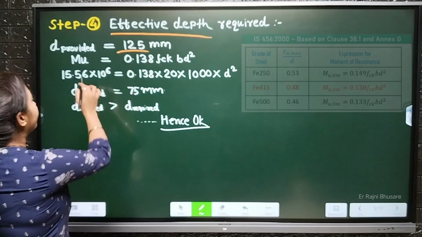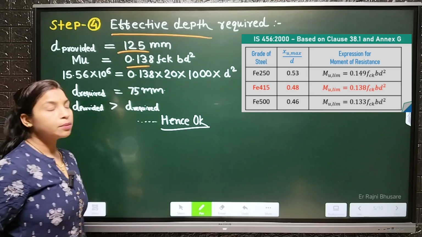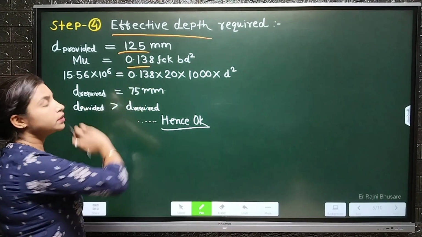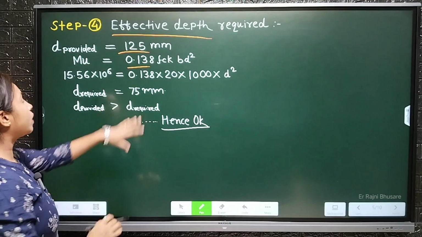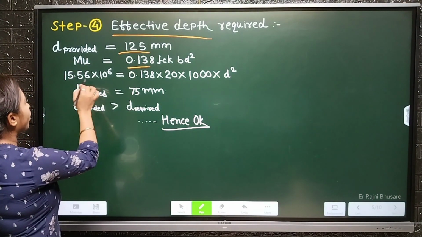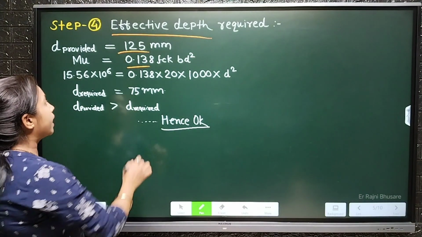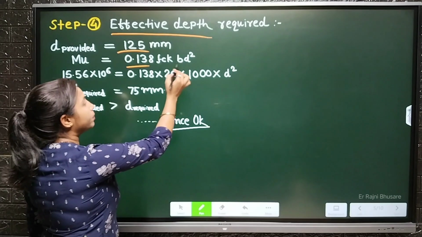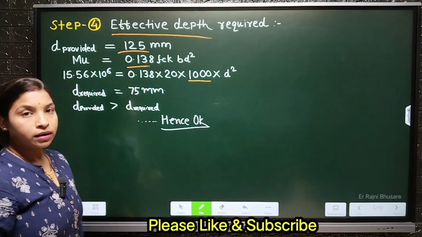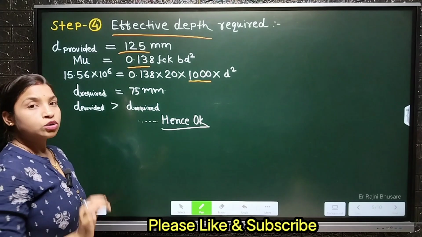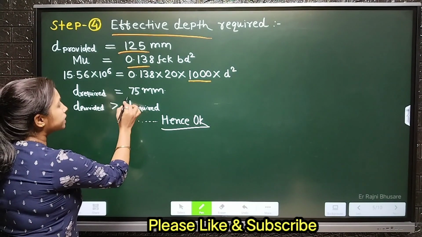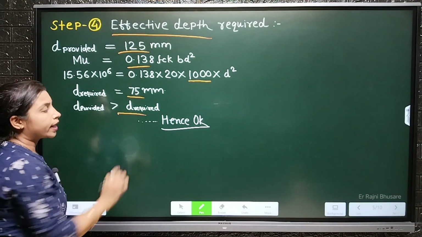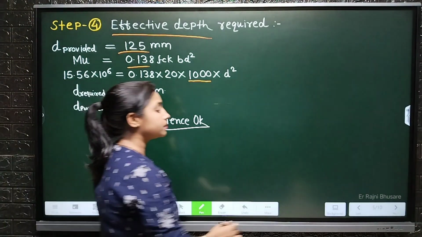So their formula is Mu equals 0.138 fck b d squared. By this formula we will get the effective depth required. So all values are put in this formula. First, Mu is equal to 15.56 into 10 to the power 6, and 0.138 into fck, we are taking 20, and our b is 1000, and d is to be determined. Now all values will be calculated. So our d required is equal to 75 mm. And now d provided is more than d required, so hence okay.